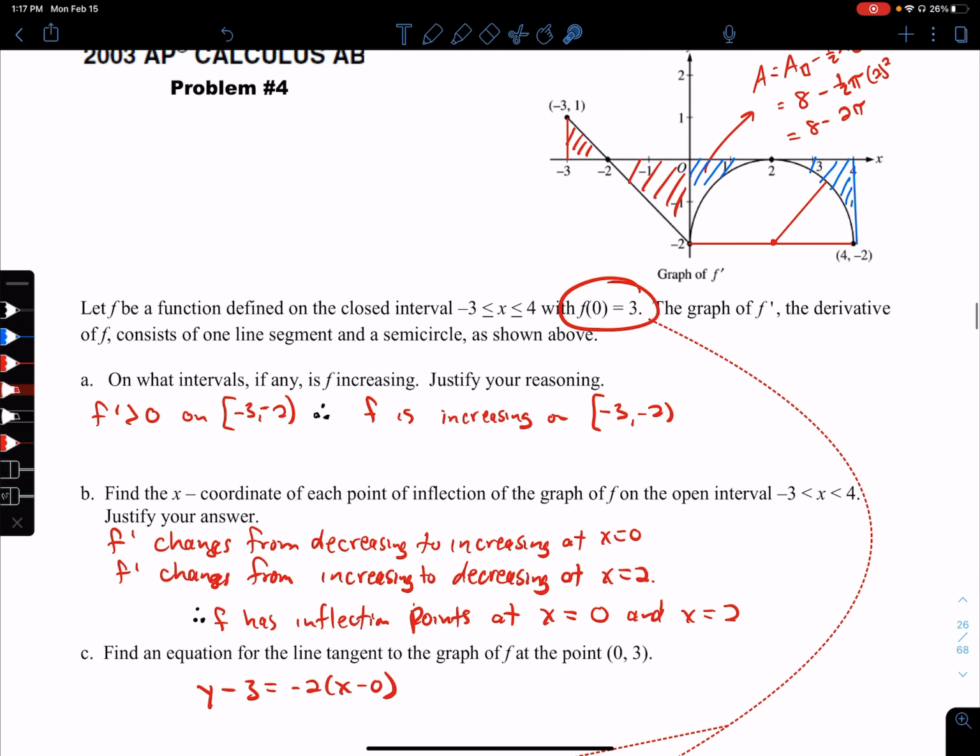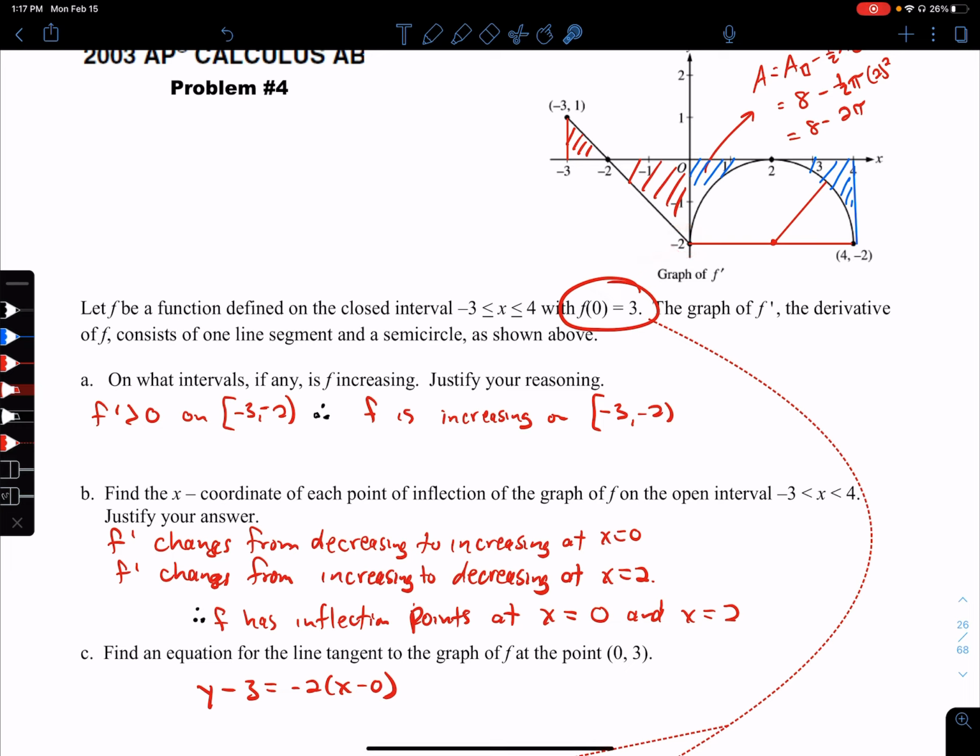Part C. Find an equation of the line tangent to the graph of f at the point (0, 3). Well, easily, (0, 3) means we're putting 0 in for x1 and 3 in for y1. This is point-slope form, and this is the point of tangency. To find the slope of the tangent, we look at the derivative f prime. What is the slope on function f when the x value is 0? The answer is the y value of f prime, because f prime is the slope. The ordered pair (0, -2) exists on f prime, so -2 is the slope, so you put -2 in here.